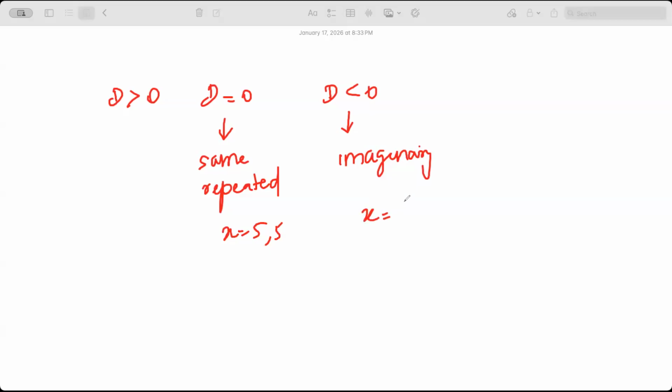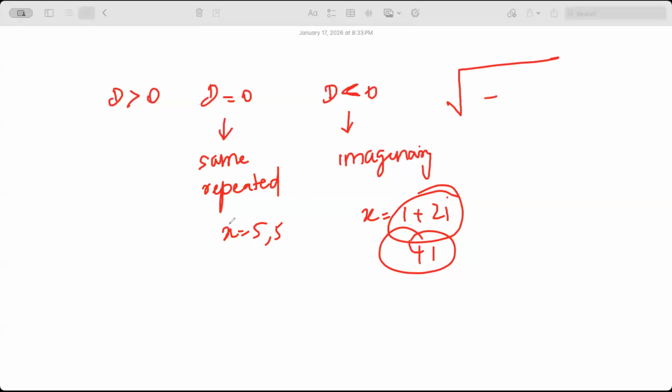Yes, x will be equal to 1 plus 2i or 4i, like that. The i will be there. The square root of negative 1 will be there. That's why the discriminant is less than 0. Whatever comes in the square root is negative. Got it? Here, discriminant greater than 0 means it can be a perfect square or not a perfect square.